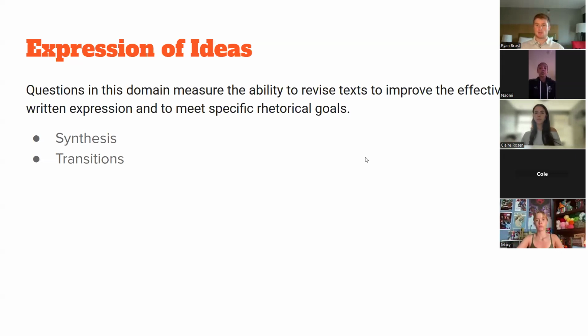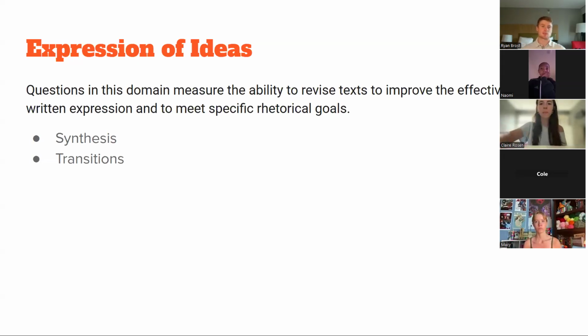So now the final question type is called expression of ideas. College Board states that questions in this domain measure the ability to revise text to improve the effectiveness of written expression and to meet specific rhetorical goals. So I divide these questions up into synthesis and transition questions.